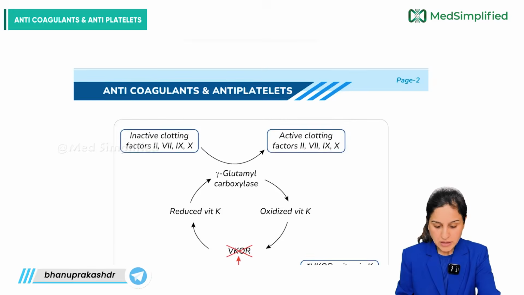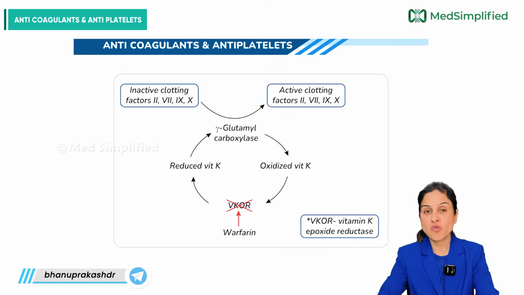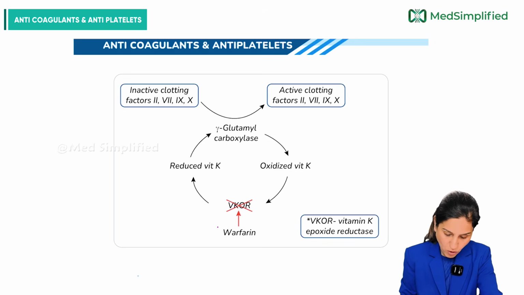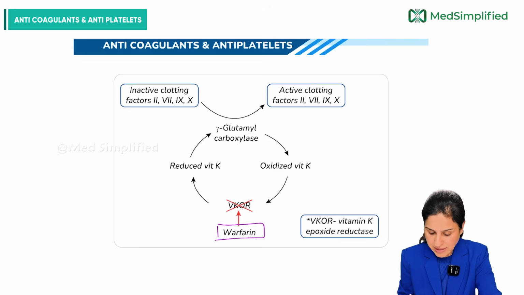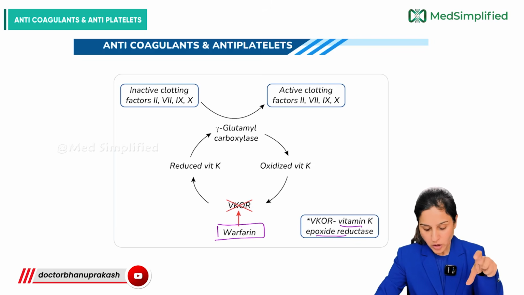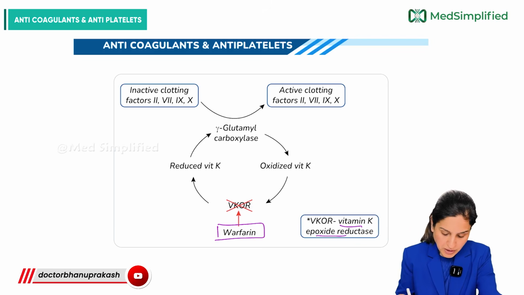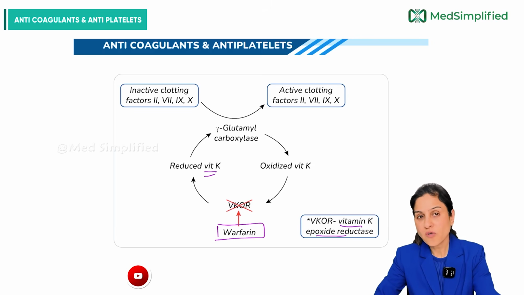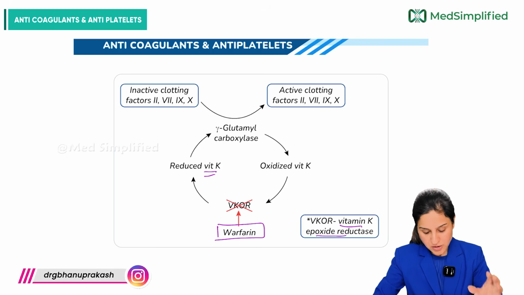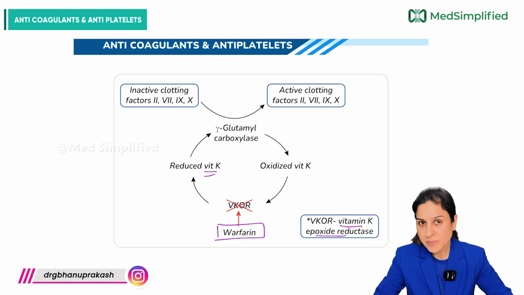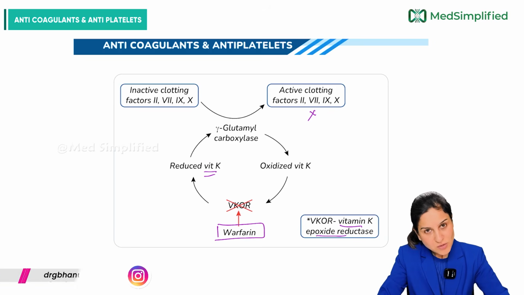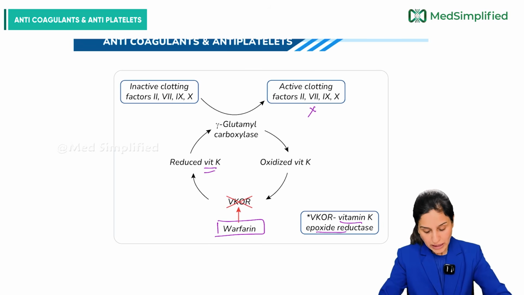Now we move further to the first important drug, which is warfarin, the oral anticoagulant. What is the mechanism of action of warfarin? It inhibits the enzyme VKOR, that is vitamin K epoxide reductase. So it will not allow the reduction of vitamin K to occur. We know that vitamin K is responsible for the activation of the clotting factors 2, 7, 9, 10 from the liver. When warfarin is given, it interferes with this process, so there will not be any synthesis or activation of these clotting factors. Therefore, the anticoagulant effect will ensue.